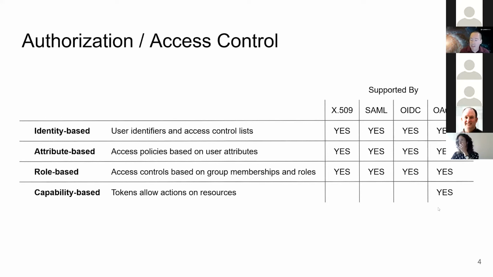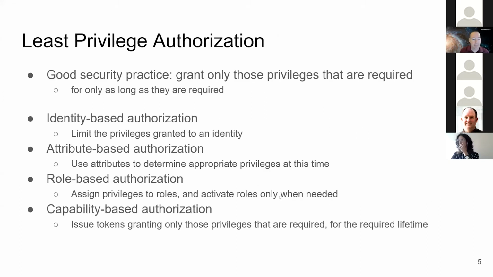But a real key thing that OAuth brings to the table is not just the ability to do identity-based authorization with access control lists like grid map files, or attribute-based authorization based on your membership in a virtual organization, for example, role-based access control based on what role you might have in the virtual organization, but also capability-based access control, where the token itself says what actions you're allowed to take on resources. And we can do least privilege authorization using these different technologies or these different types of access control.